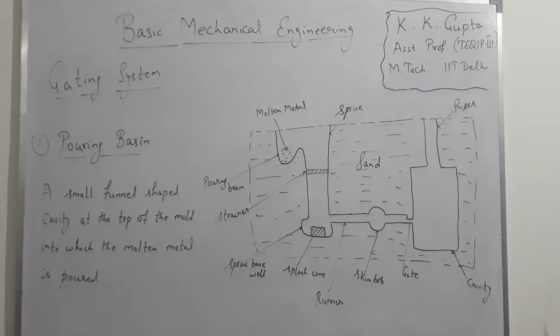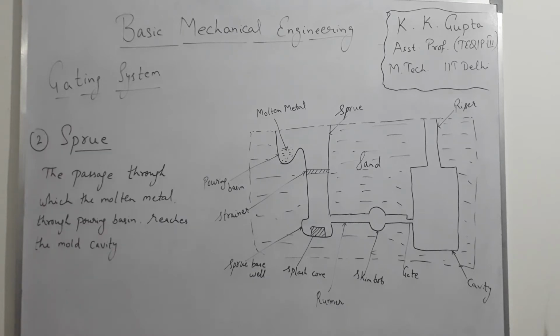Let's start understanding one by one all components. First one is pouring basin, a small funnel-shaped cavity at the top of the mold into which the molten metal is poured is called pouring basin. Second is the sprue. It is the passage through which the molten metal through the pouring basin reaches the mold cavity.